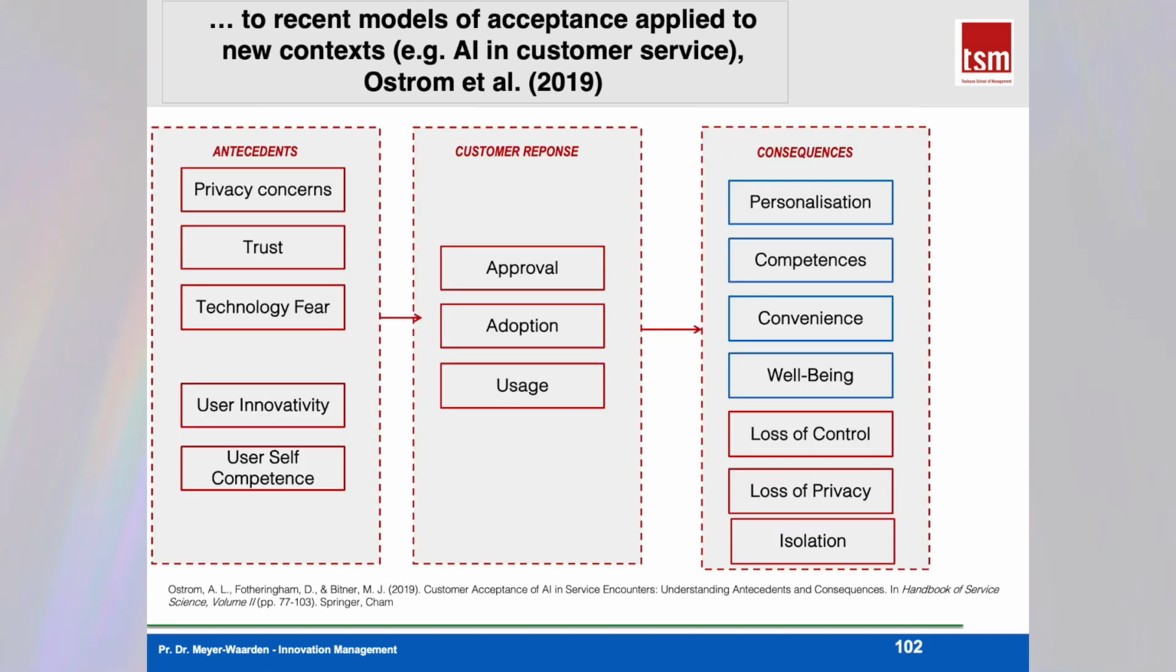So in this model from Ostrom and colleagues, applied to the context of artificial intelligence in the consumer service sector, you can see that privacy concerns and technology fear impact trust negatively, and impact the customer response, namely approval, adoption, and usage. User innovativity and user self-competence also influence positively the customer response, approval, adoption, and usage. And subsequently, we can see the consequences. So if the customer experiences positive usage, then personalization, competence, convenience, and well-being are created. On the other hand, if it is perceived negatively, customers perceive loss of control, loss of privacy, and even isolation.